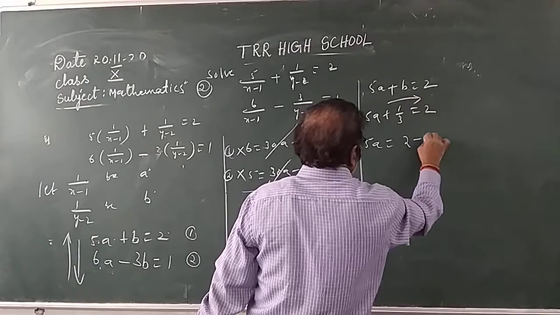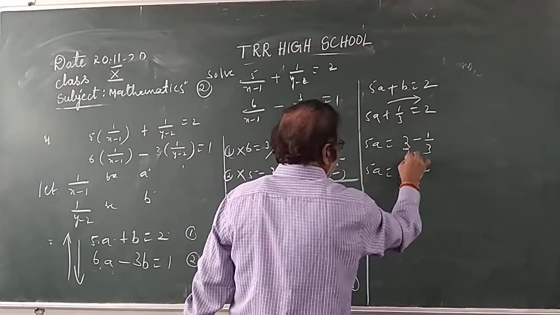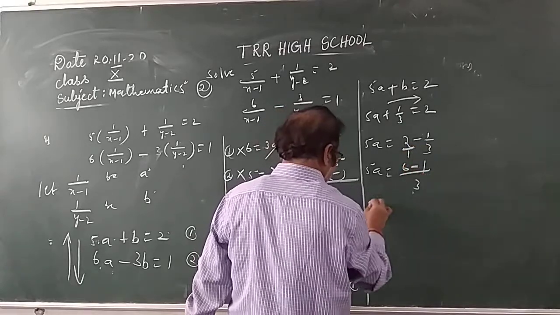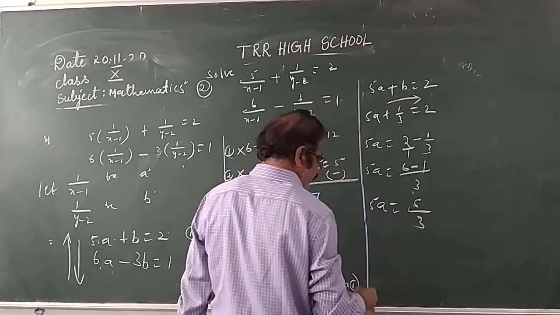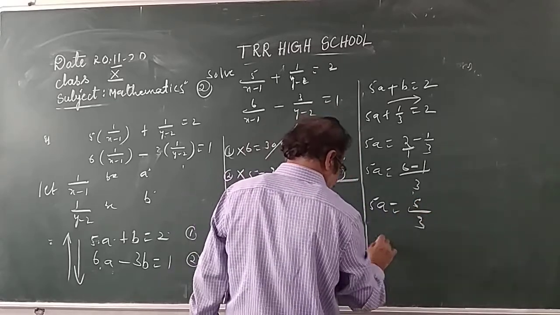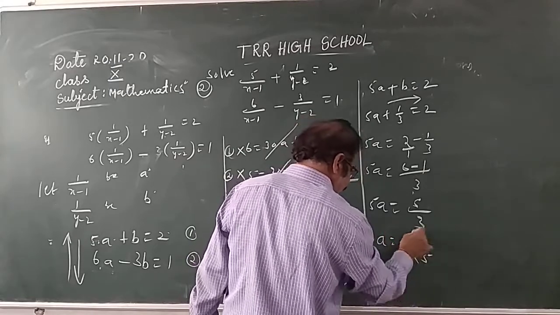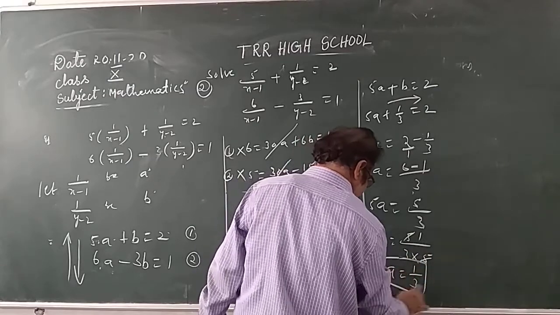Find out: 5A is equal to 2 minus 1 by 3. Shift to the right side, it becomes minus 1 by 3. 5A is equal to, LCM is 3. 3 into 2 is 6, 3 into 1 is 1. 5A is equal to 6 minus 1 by 3, which is 5 by 3. So A is equal to 5 by 3 into 5, the 5 goes to the denominator here. A is equal to 1 by 3.